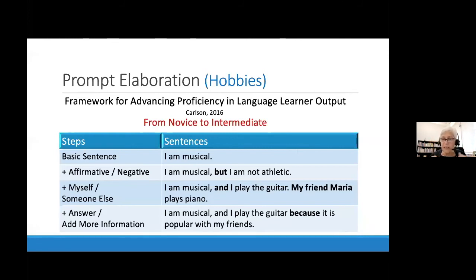So I've taken the basic sentence of I am musical. I am musical. Affirmative then negative. I am musical, but I am not athletic. Myself and someone else. I am musical and I play the guitar. My friend Maria plays piano. With an answer and more information, I am musical and I play the guitar because it is popular with my friends. So notice how we are extending from that all about me to about others. So the context is extending just as the text type is extending as we ask students to elaborate.